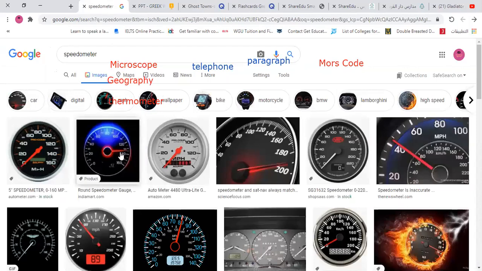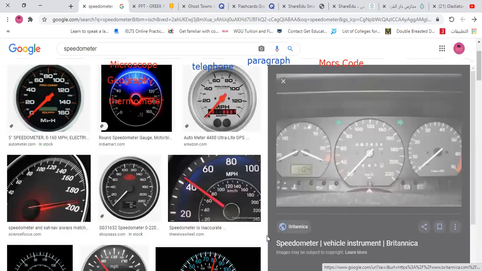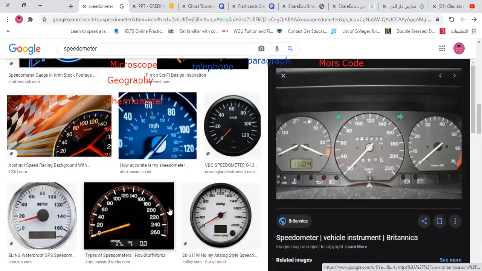This is speedometer. You will find it also in the cars. It will give you the measure of your speed in the car. Yes. And you can find it also in the races. If you are going in a race and he wants to measure your speed, he will put this device.